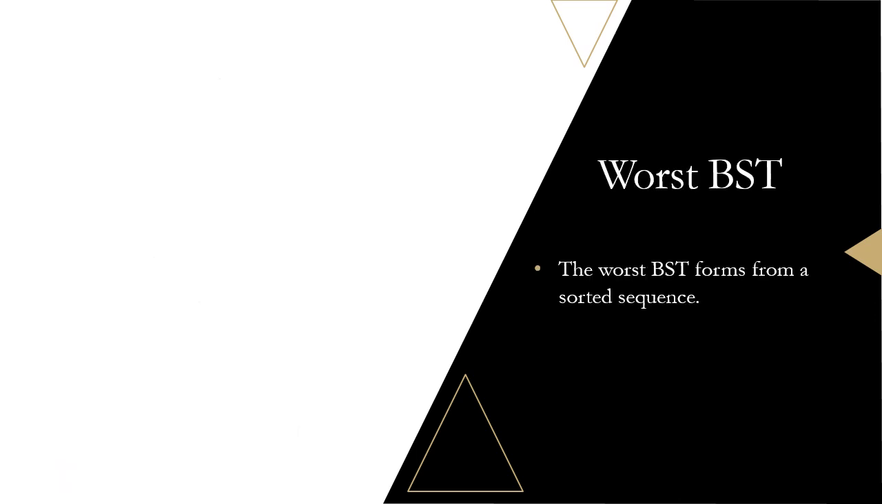Worst BST. The worst BST forms from a sorted sequence. Look at this BST. The sequence was 60, 90 and 93, sorted in ascending order. The smallest number became the root and all the tree hinges towards the right. There is no tree on the left. This gives us a tree whose height is same as its number of nodes.